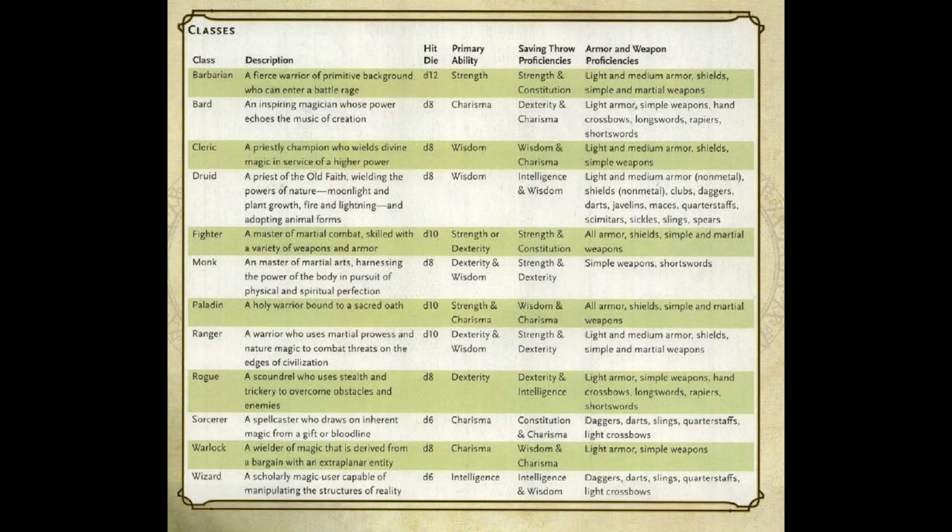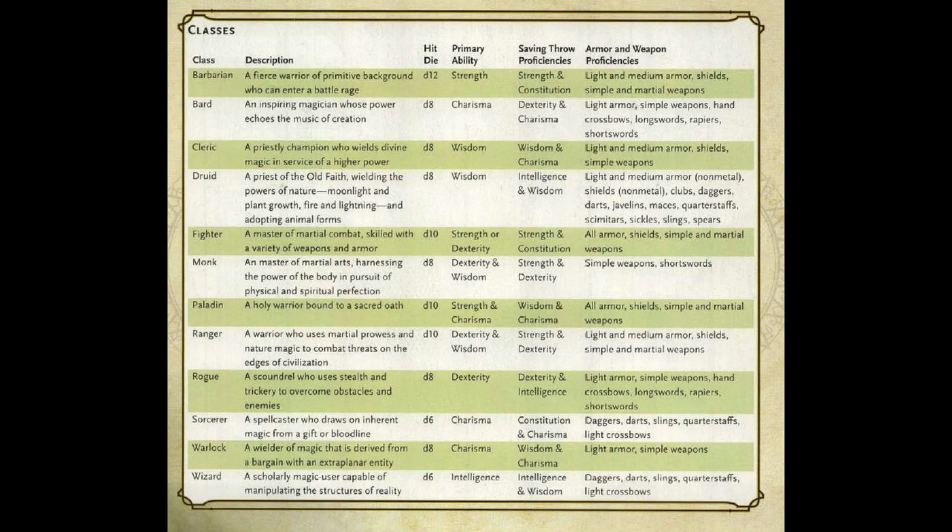Another piece of the puzzle to choose from is your class, which essentially translates the profession of your characters. There are 12 classes to choose from, which have all their different jobs in and out of combat. The classes are Barbarian, Bard, Cleric, Druid, Fighter, Monk, Paladin, Ranger, Rogue, Sorcerer, Warlock, and lastly, Wizard.